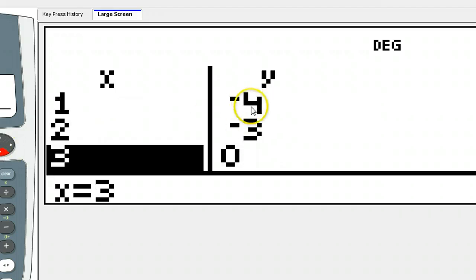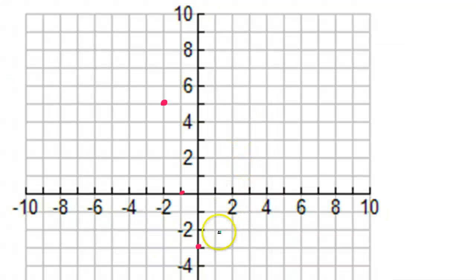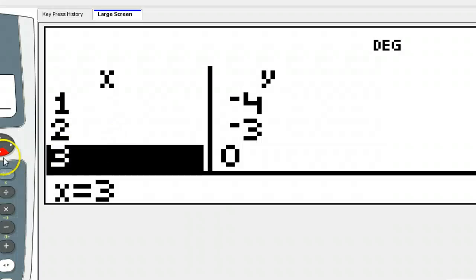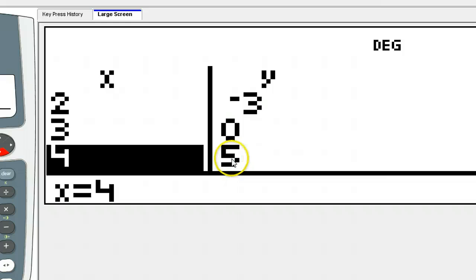And then we have negative 4, negative 3, 0. Okay, negative 4, negative 3, 0. So you see the pattern is going back again. So we know the next point is going to be 4, 5, but you can check it if you're nervous. But you needn't have worried.